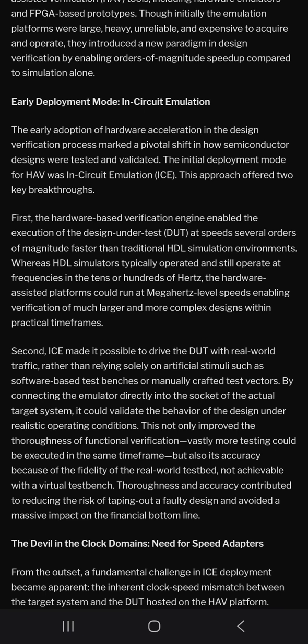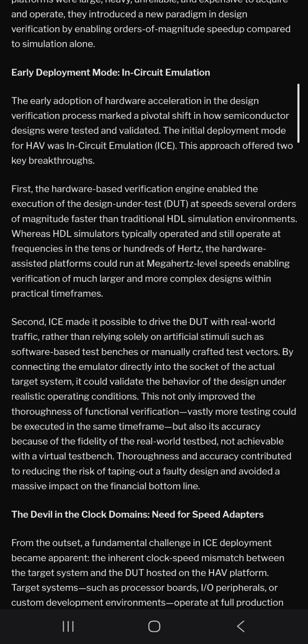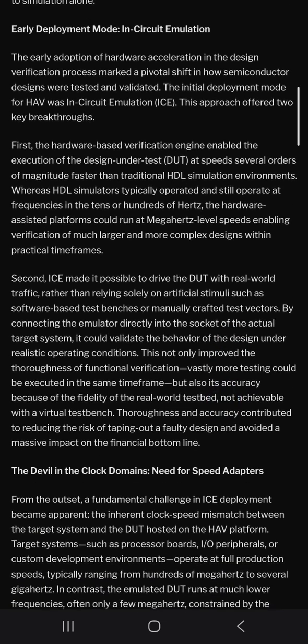Whereas the HDL simulator typically operated, and still operates, at frequencies in the tens to hundreds of hertz, the hardware-assisted platform could run at megahertz-level speeds, enabling verification of much larger and more complex designs in practical time frames. Second, in-circuit mode made it possible to drive the DUT with real-world traffic, rather than relying solely on artificial stimulus such as software-based test benches or manually crafted test vectors. By connecting the emulator directly into the socket of the actual target system, it could validate the behavior of the design under realistic operating conditions.